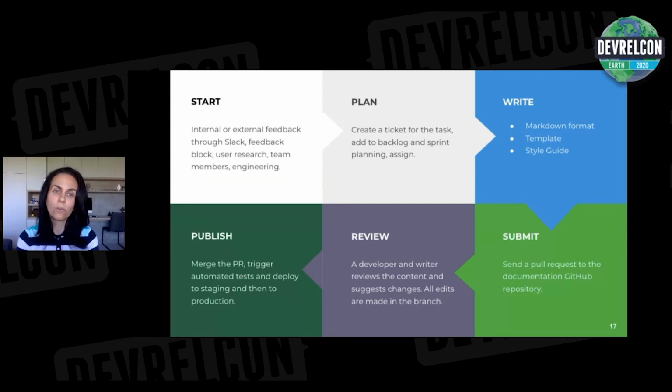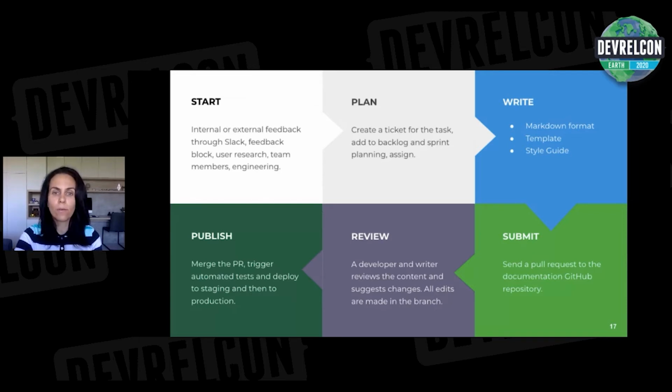When we get internal or external feedback through Slack, the feedback block on our documentation topics, through user research, from team members, from engineering, and so on, all of these requests are considered tasks, and we don't really care where they came from. They are tasks, whether they came from our team or from our partners. Once we have a task, we create a ticket, and once the ticket is ready, it goes into the backlog of our internal sprint planning, where we discuss priorities, and the selected tickets are added for the next sprint.